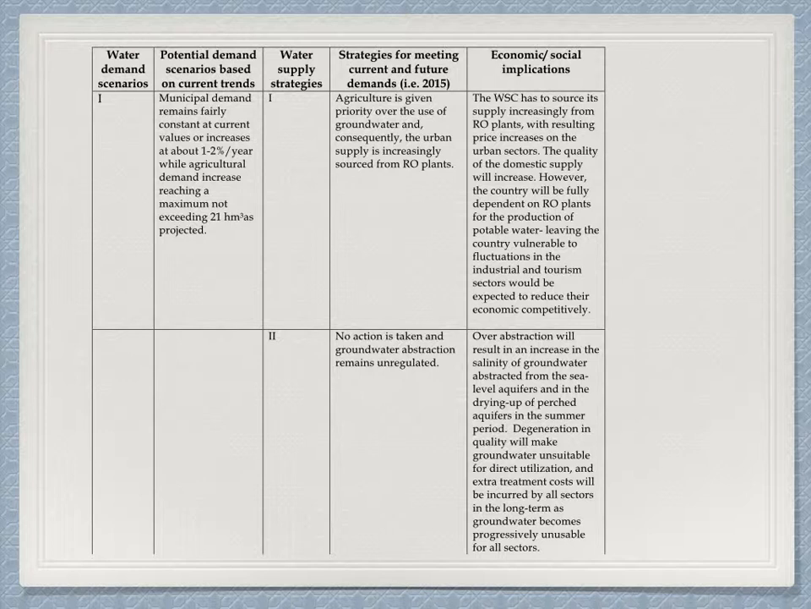A second strategy is that no action is taken and groundwater abstraction remains unregulated. This is likely to lead to over-abstraction or overuse of the groundwater. This will increase salinity in the groundwater tables and dry up parched or already depleted aquifers, reducing water quality and making it unsuitable for both domestic water use and agricultural use. This will incur a long-term cost to all sectors as groundwater becomes progressively unusable and water must be imported from other places due to water quality issues.